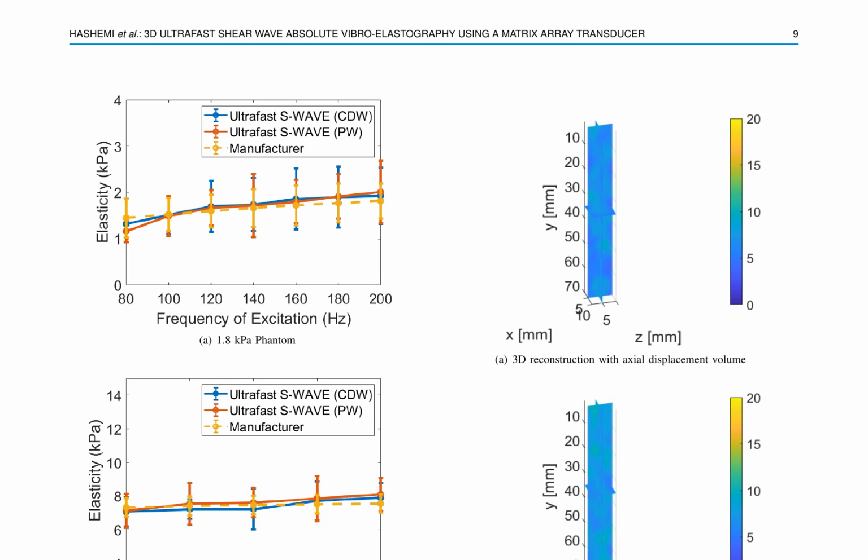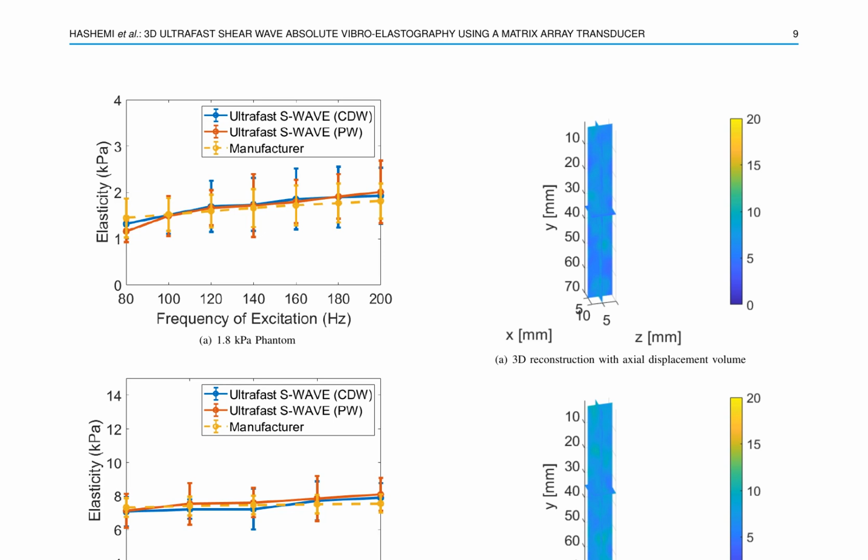In Figure 7, the estimated elasticity values for 3 homogeneous CIRS phantoms are presented, with average and standard deviation (STD) values calculated along the midline of the transducer. The results show an average error of less than 8% and 5% for pulse wave (PW) and continuous wave Doppler (CDW) sequences, respectively, for all excitation frequencies, demonstrating the accuracy of the proposed method.